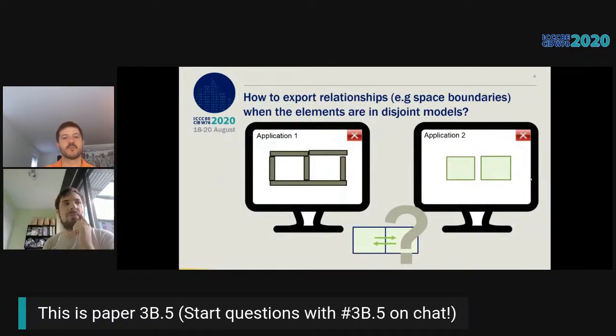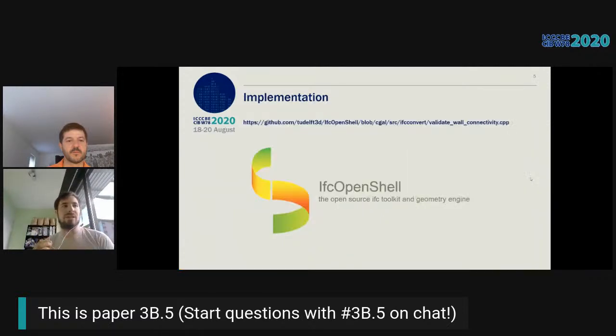So considering space boundaries as an example, suppose on the right you have your tool that's in charge of the programmatic spaces, and on the left you have your bounding elements. So how can an authoring tool then export these space boundaries if it doesn't have a complete view of the required information? And that's why we want to deduce more relationships.